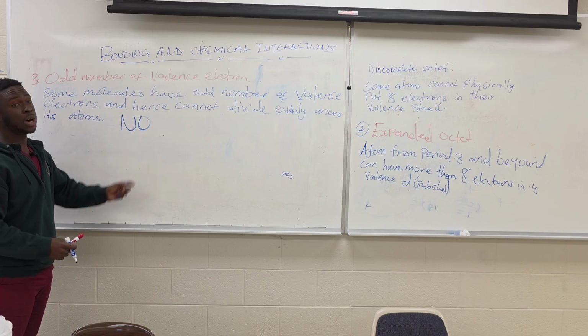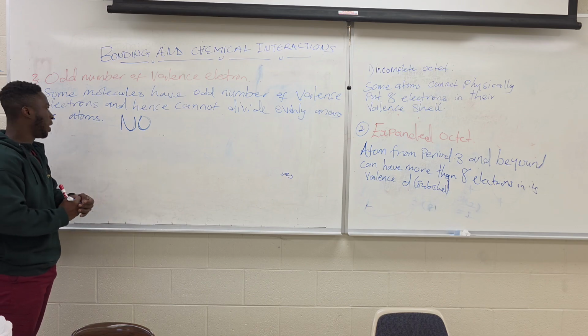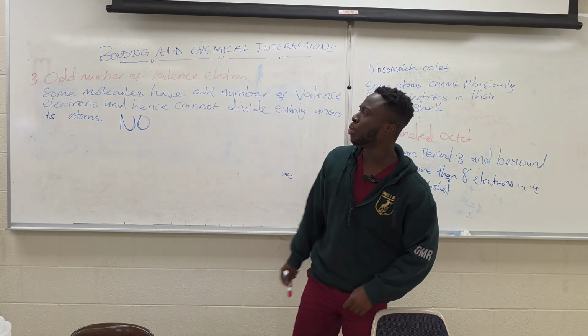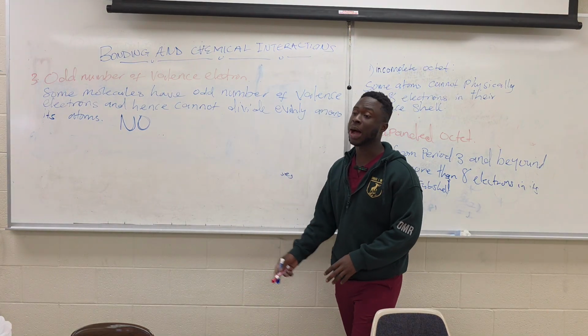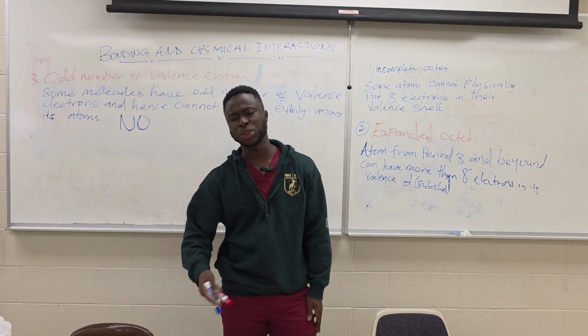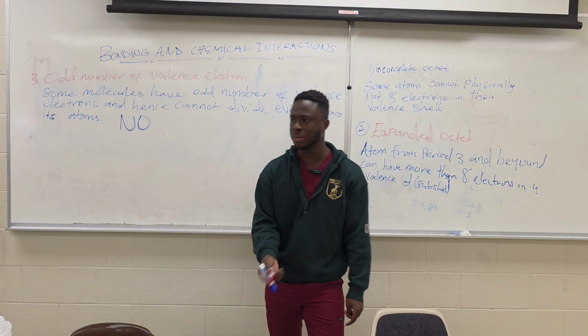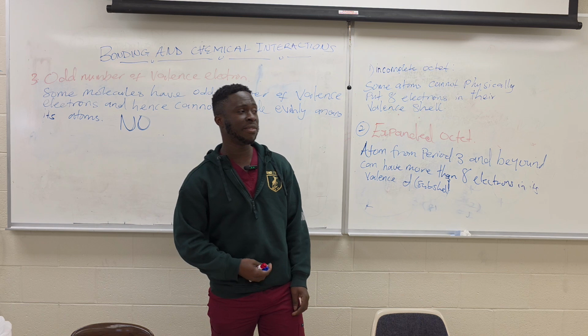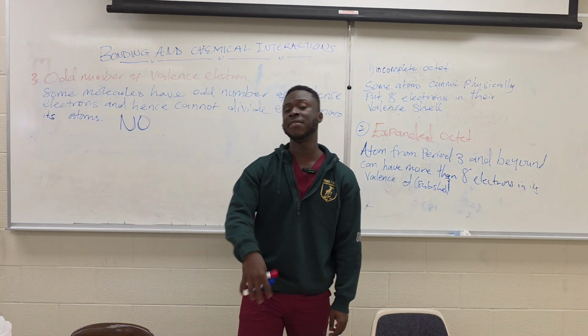Now we will get into how to count the valence electrons first. I don't want us to get ahead of ourselves. So a little bit of recap. Bonding is how atoms interact with each other. Why would atoms interact with each other? So that they could be stable. Now, how do atoms determine that they are stable? That is if they have 8 electrons in their valence shell.